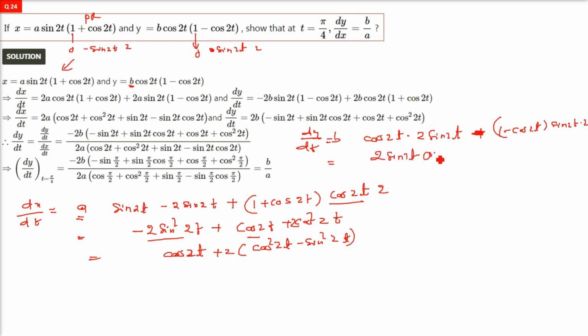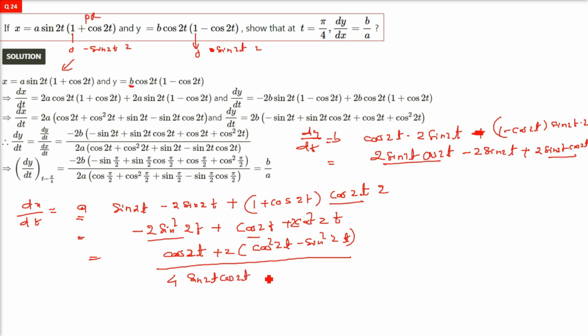2t, and then we have here, just assume that 2 sin 2t is in front of 1 minus cos 2t, but multiply it. So minus 2 sin 2t, and then we have minus minus plus 2 sin 2t cos 2t. So 2 sin 2t cos 2t, 2 times. So in the denominator, you can write this as 2 sin 2t cos 2t will be 4 sin 2t cos 2t. 4 sin 2t and cos 2t. And here we have minus 2 sin 2t.